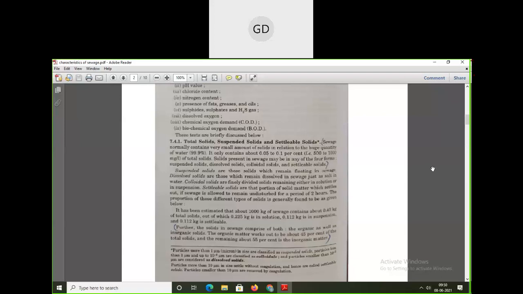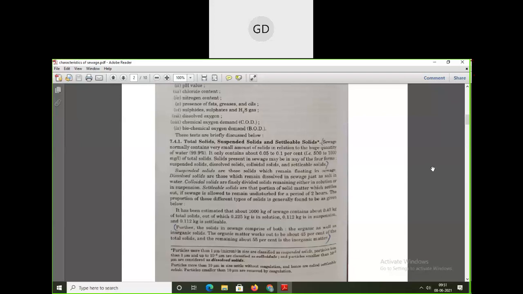When I share this PDF, you can read it here. Just wait, let me show you. You can read from here. The average temperature of sewage in India is 20 degrees Celsius, which is near about the ideal temperature for the biological activities. So you remember this. What is the average temperature of sewage in India? It is 20 degrees Celsius.